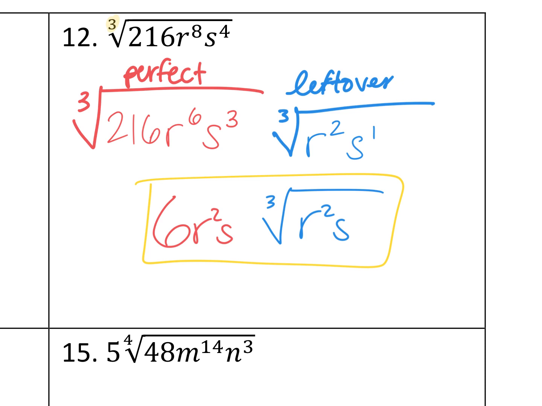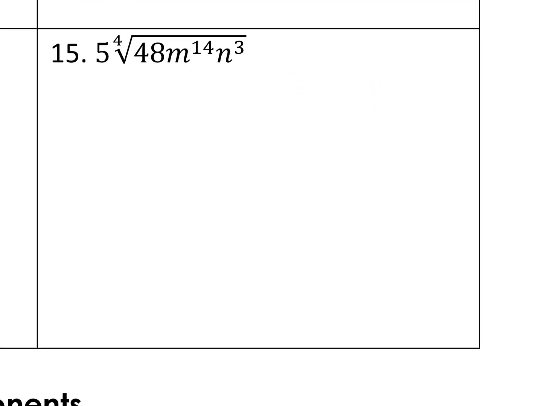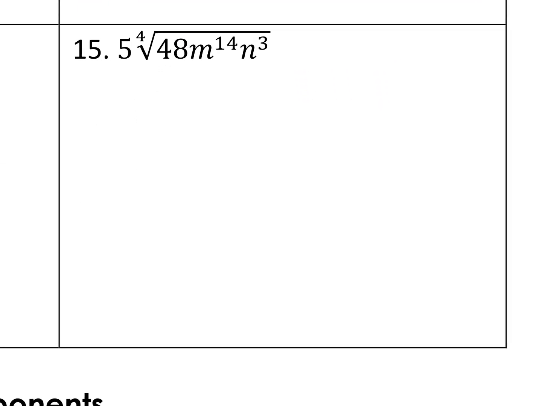Last one we're going to do, and then I'll pass back your tests, is 48 m to the 14th n to the 3rd. So this time we've got a 4th root. We're going to ignore the 5 out in front for now. Just pretend like it's not there. We'll deal with it at the end, kind of like if you had a GCF. All right, let's break this up.